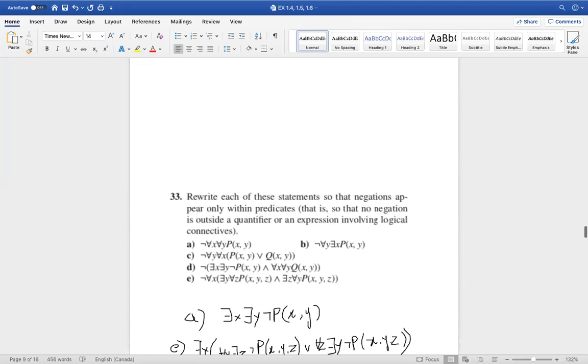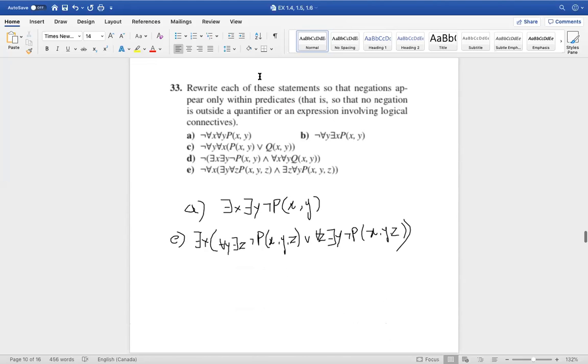Okay, let's move on to the next one. What we have to do is rewrite each of these statements so that negation appears only within predicates. For example, for question A, we have this negation sign in front of the quantifier. What we have to do is resolve it such that the negation only appears within the predicates, so that no negation is outside the quantifier or an expression involving logical connectives.